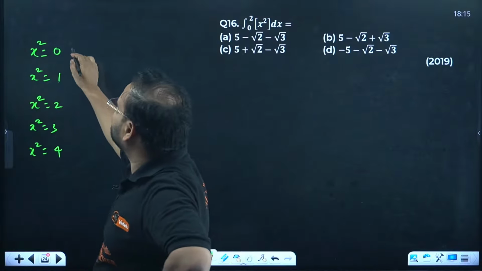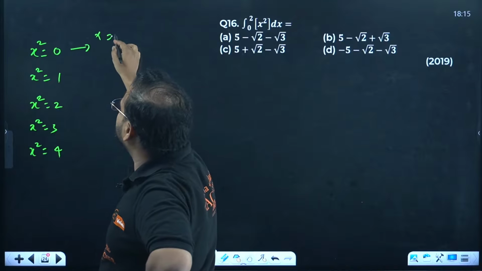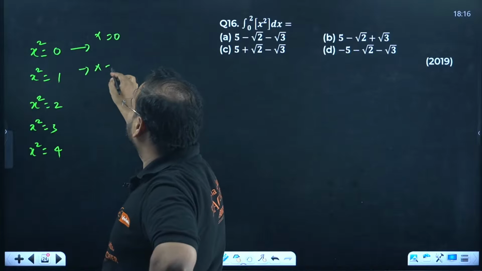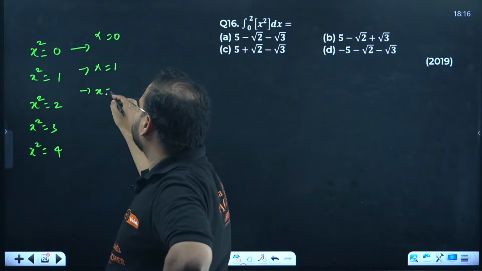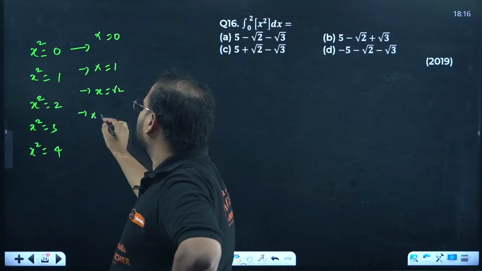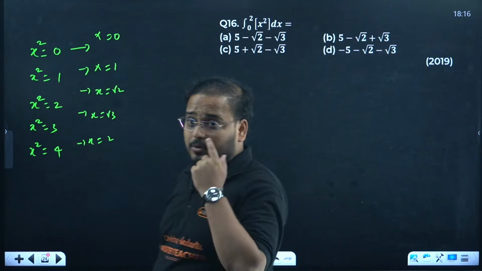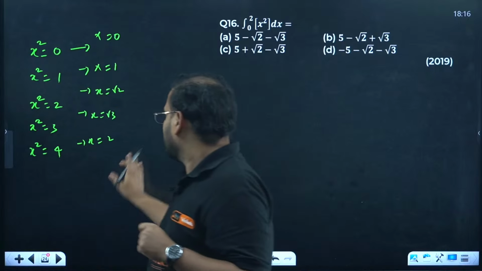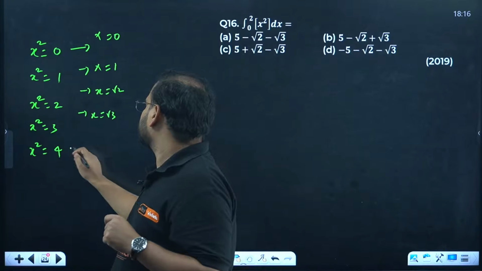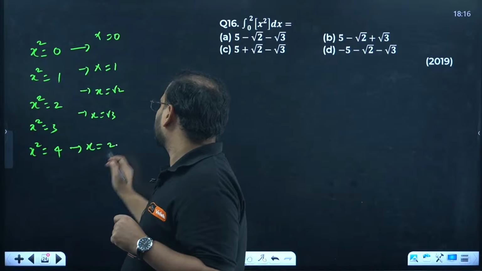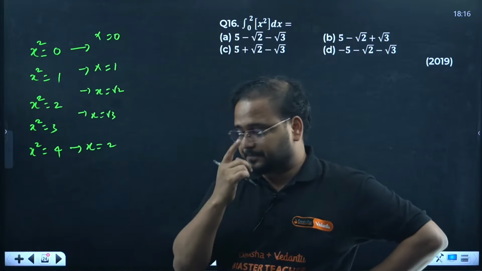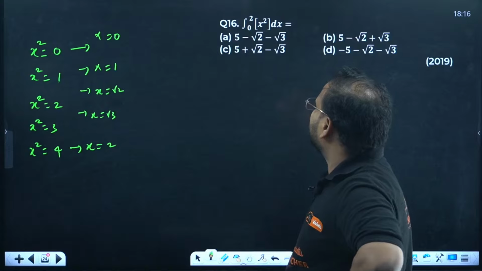Corresponding x value will be what over here? 0 over here, 1 over here, root 2 over here, root 3 over here. Root of 4 is how much? 2. Makes sense, everyone?